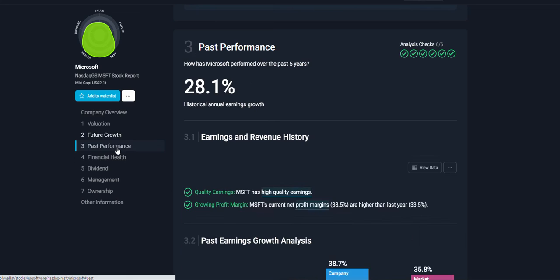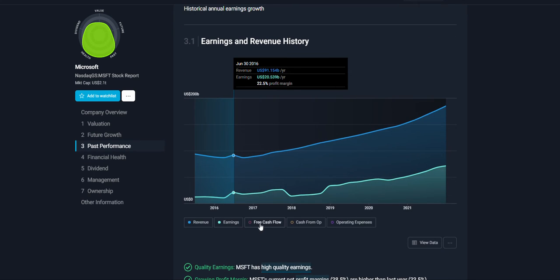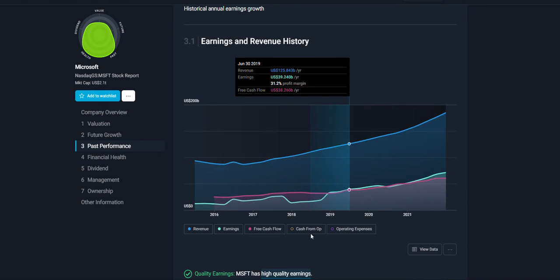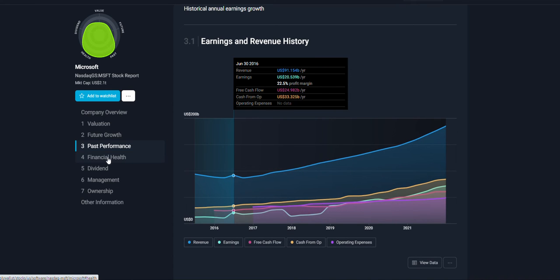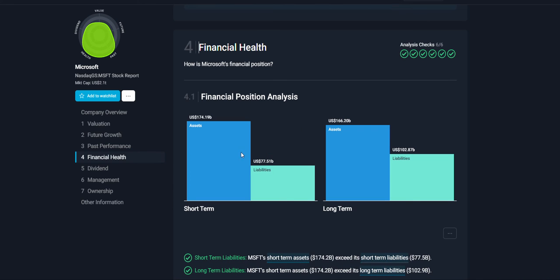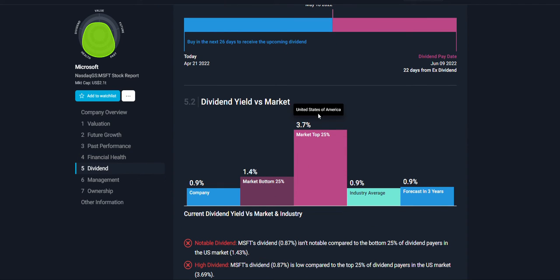You can look at the past performance, how it did in the last couple of years. You can add things like the free cash flow to see how the business is performing, the cash operations, the operating expenses. You can look at the financial side of things. They have more assets than liabilities. You can look at the dividend in comparison to the market. So the top market pays about 3.7, the bottom market pays 1.4. And then there's the company itself.